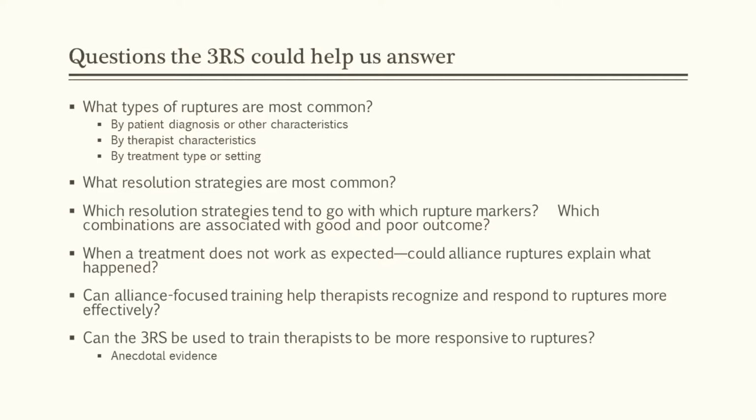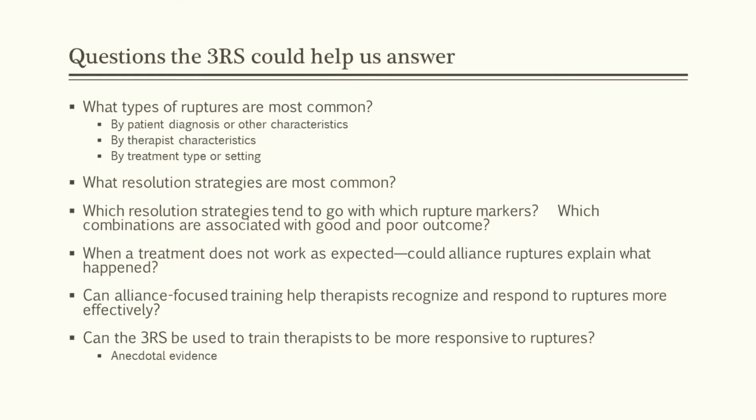I also wanted to say something about some of the interesting research questions that the 3RS could help us answer. It's striking that there's so much agreement now in the field that the alliance is incredibly important. It's a robust predictor of outcome. If the alliance is important, then obviously problems in the alliance are important. We all agree on that, but there's very little known about how frequent those problems are, what they look like, and how you would describe them.